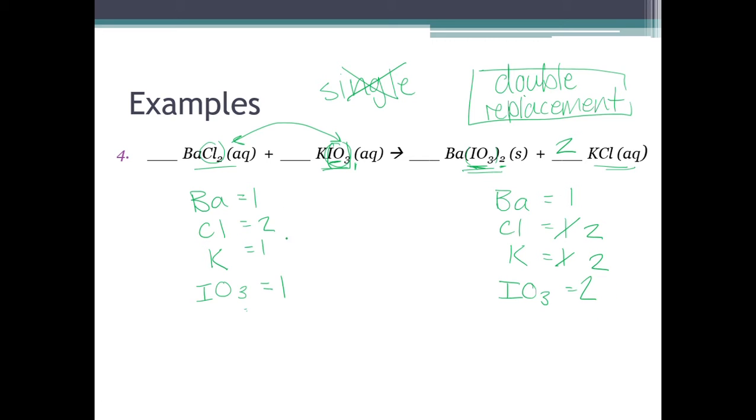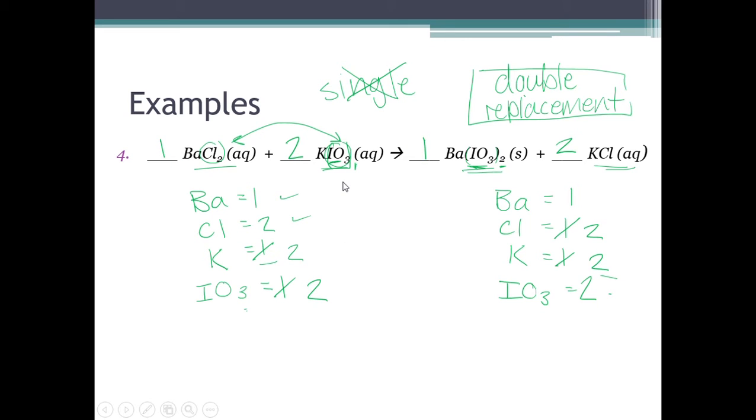So then over here on the left, barium's all set, chlorine's all set. Now we have 1 potassium in our reactants. We have magically created a second potassium for our products. That's not okay. But if we put a 2 here, that'll bring us up to 2 in our reactants and also give us 2 iodates in our reactants, which we also have in our products. So that's good. We can, again, leave these blanks blank or fill them in with 1s, either way.